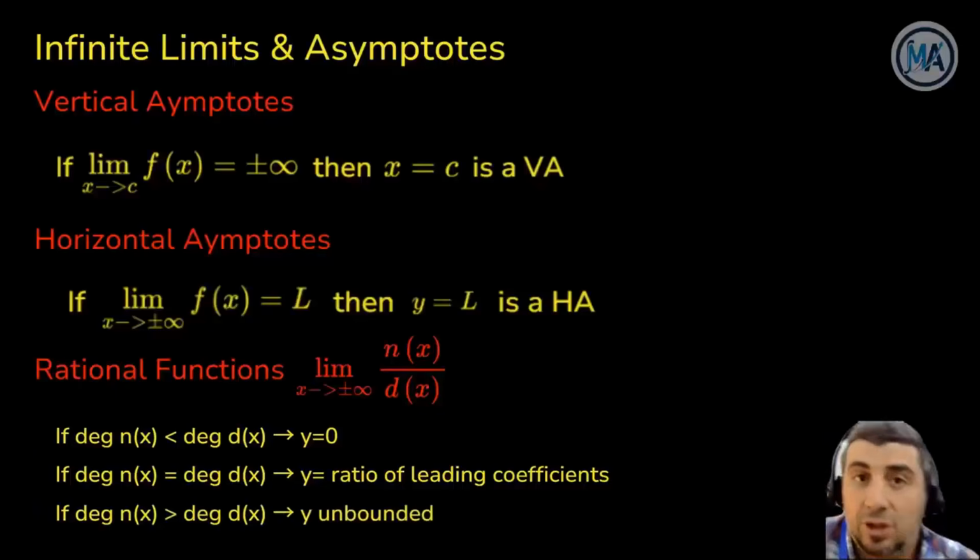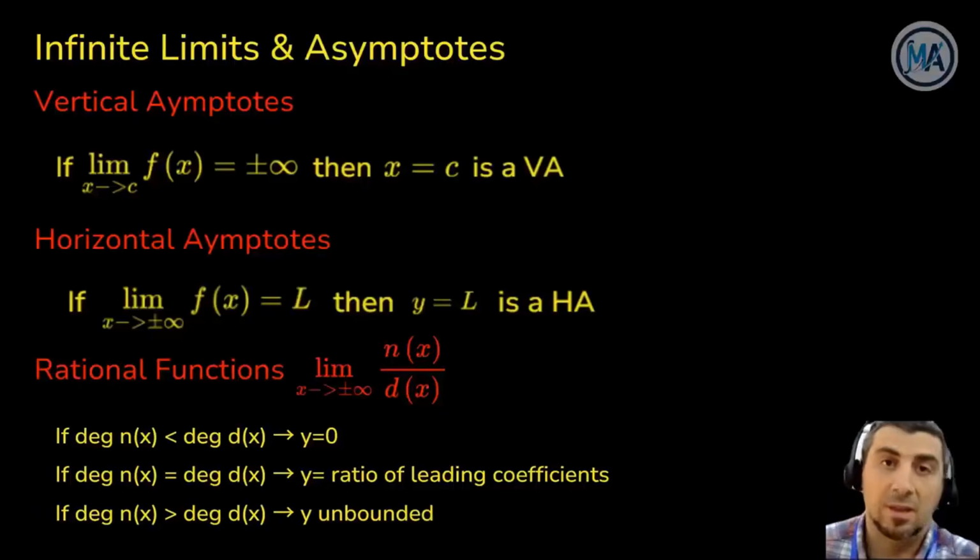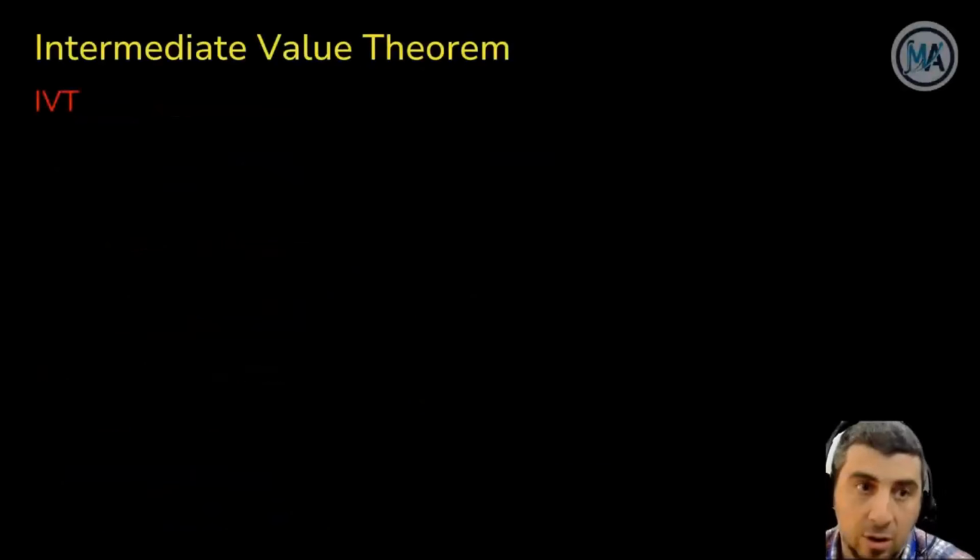And finally, if the degree of the numerator is greater than the degree of the denominator, the function is going to be unbounded. You got to know the intermediate value theorem's conditions.